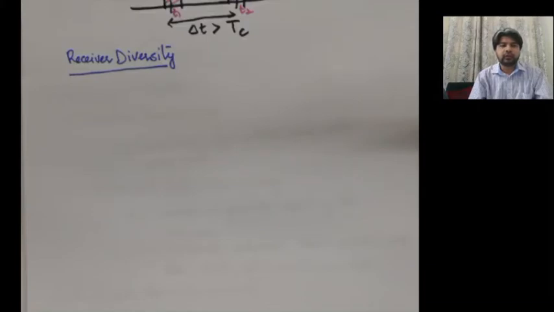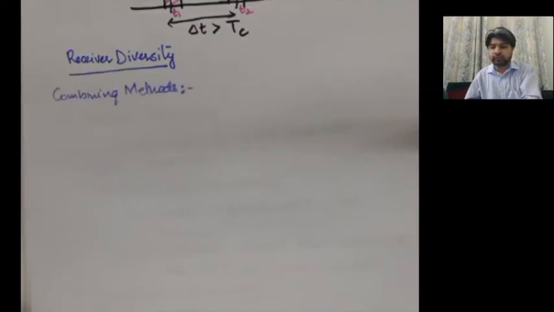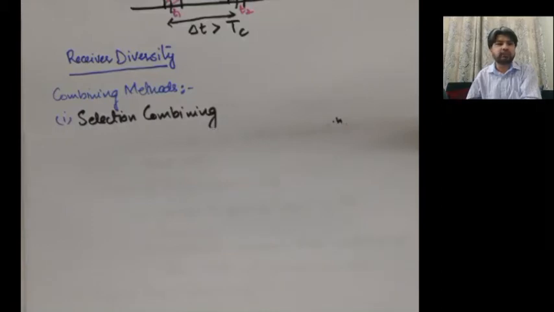Once you have some number of branches at the receiving end, or you have put multiple antennas at the receiver end, you have to combine the output of the received signals. There are numerous ways in which you can combine the output at the receiving end, and we'll look at three of them. So the combining method, the first one is what is called the selection combining.